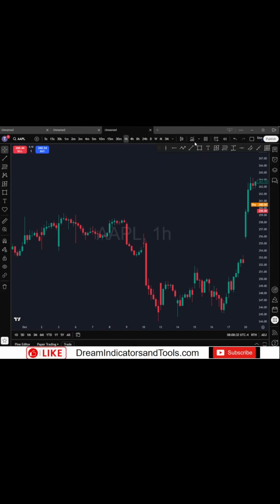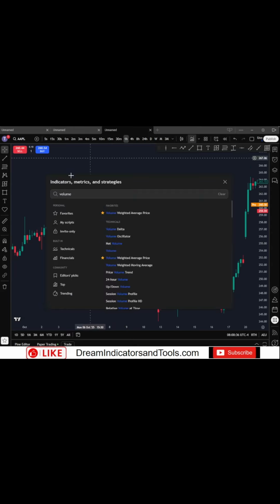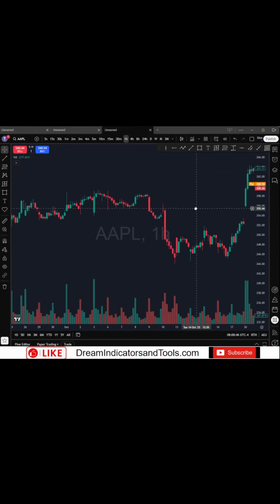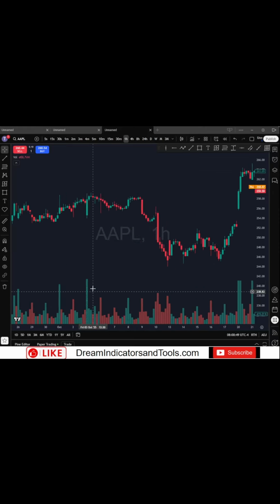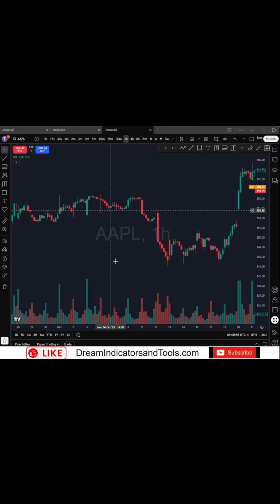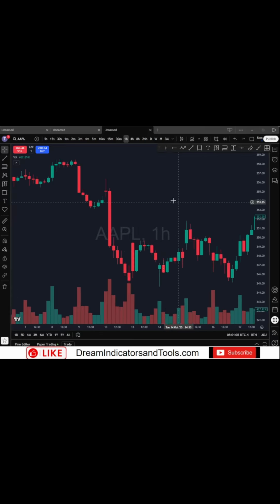Interestingly enough, oftentimes it does correlate to the other thing that we're going to look at, which is volume. This is an example of how you can find a lot of very cool indicators and can put them on a chart. So I'm going to add volume to this chart, and as you can see, the higher volume, which we'll see here, means the total number of shares traded at one time. How much activity is happening inside of that here 1 hour candle. So you'll notice this big giant candle here had quite a lot of volume.